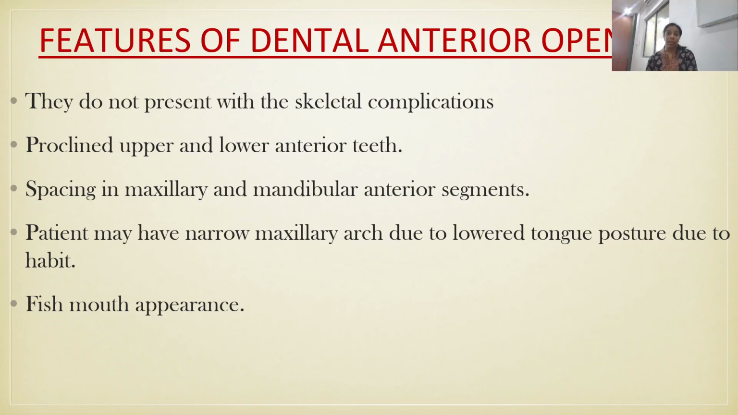Then coming to the features of dental anterior open bite. This open bite is due to a dental cause. They do not present with a skeletal complication, which is easier to manage. It's associated with proclined upper and lower anterior teeth, spacing in the maxillary and mandibular anterior segment, and the patient usually presents with a narrow maxillary arch due to low tongue posture due to the habit, and may present with a typical fish mouth appearance.